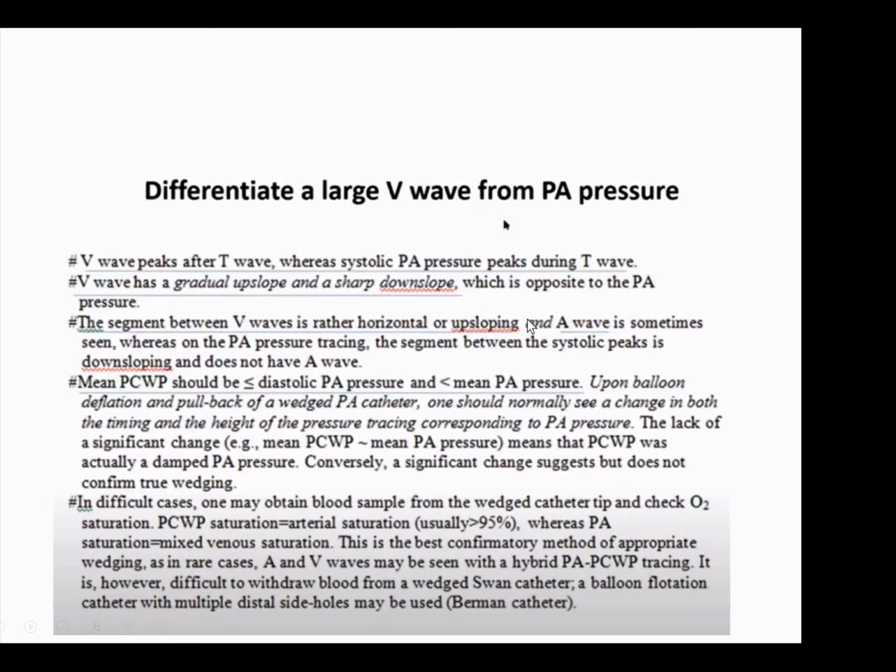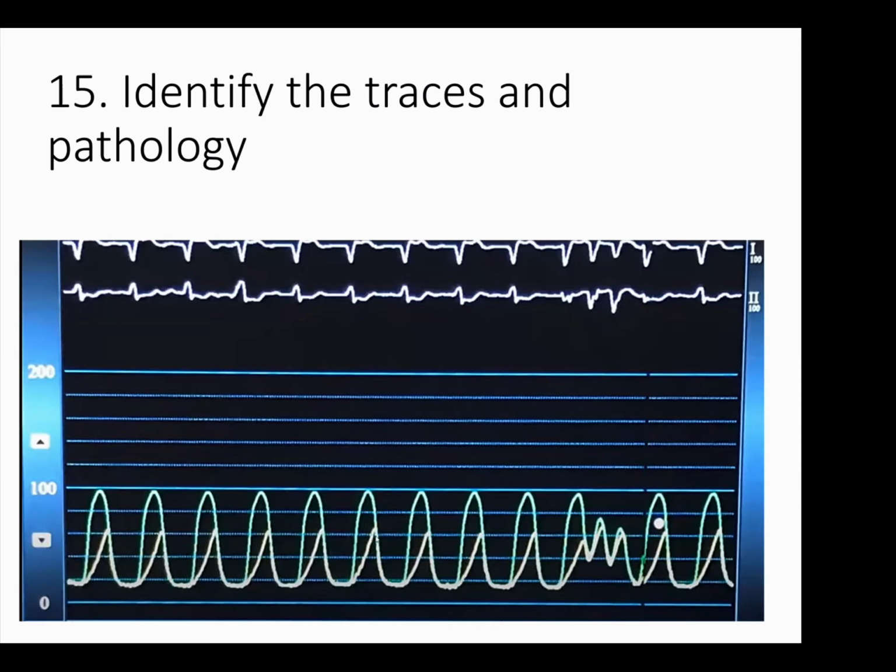Okay, you have to remember these two main points. The V wave peaks after the T wave. However, the PA pressure peaks during the ST segment or may peak during the T wave, but never after the T wave. There is a gradual upslope and sharp downslope in the V wave, and there is a gradual downslope in the PA pressure. Now identify this pressure trace.